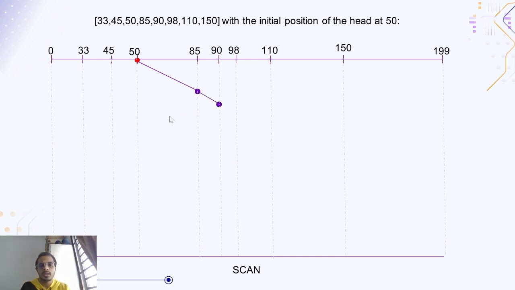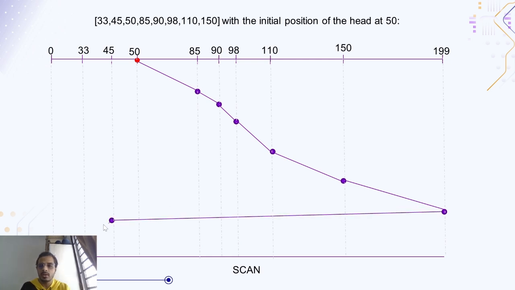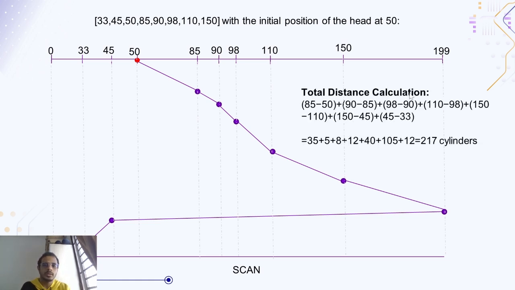Based on the SCAN algorithm, the head will move in one direction, serving all the requests. As you can see at 190, there isn't any request, but it has to move until the end. Then it will go back and serve the remaining requests. So let's calculate the distance. The distance will be the last position minus the first position for this movement, and the second movement the same, 90 minus 85 plus 98 minus 90, and so on, and this movement will be 217 cylinders.